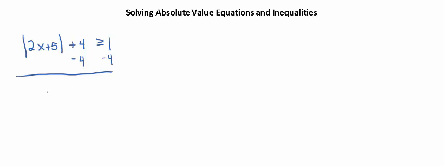So once we have isolated the absolute value bars, then we're ready to solve. Okay, so this would give us the absolute value of 2x plus 5 is greater than or equal to 1 minus 4, negative 3.